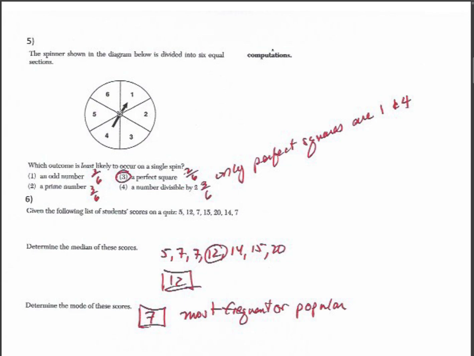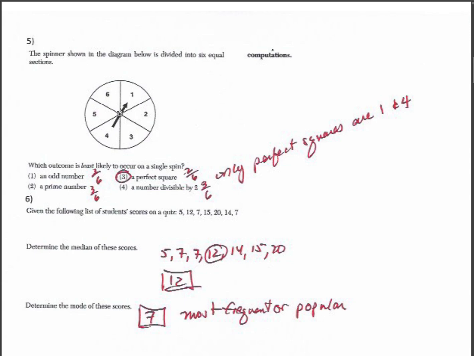Number 3, a perfect square. That's the answer because it's 2 out of 6. A perfect square is a number that has an integral square root. The square root of 1 is 1. The square root of 4 is 2. All of the others you can't say that about. And if the number is divisible by 2, there are 3 of those, 2, 4, and 6. So it's 3 out of 6.